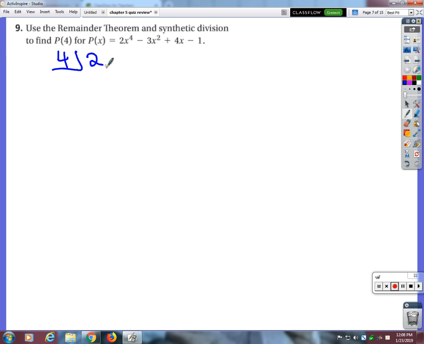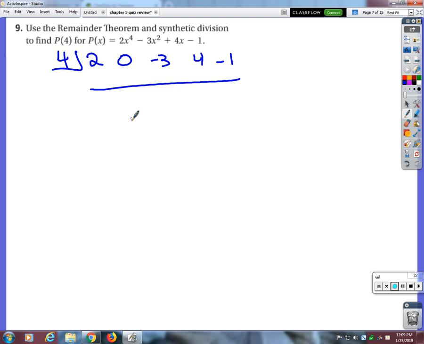But then there's no x cubed, right? So that means I have to put a 0 in there. And then this is going to be negative 3 and 4 and negative 1. So that's the easy way to stumble on synthetic division. Make sure you're including all of them. Do you want to do that? You're going to go? Okay.